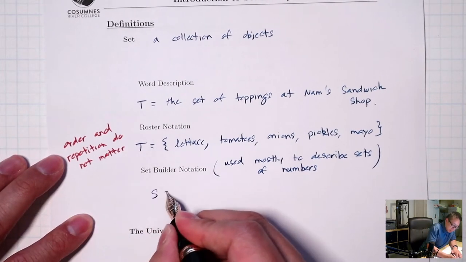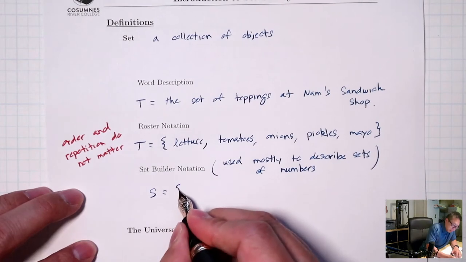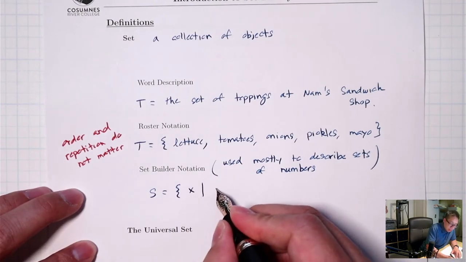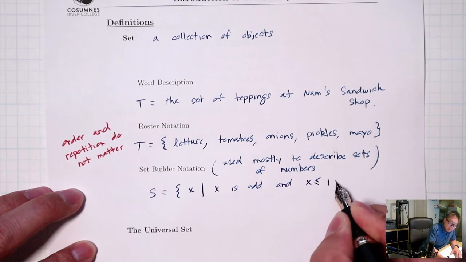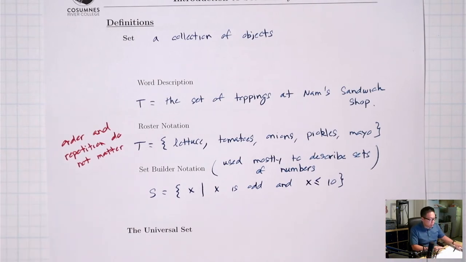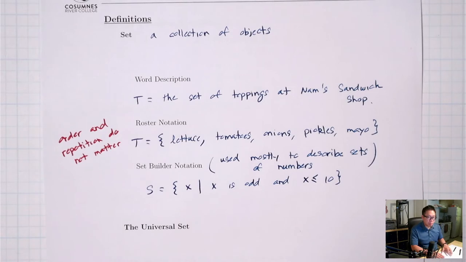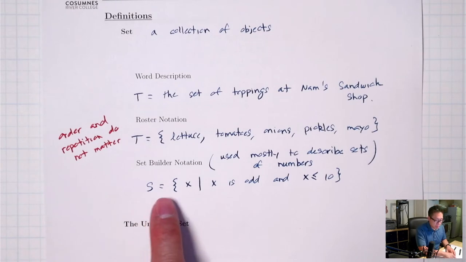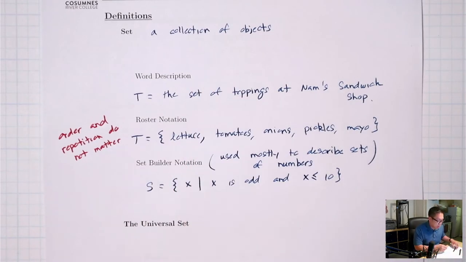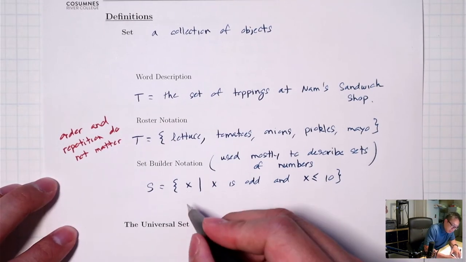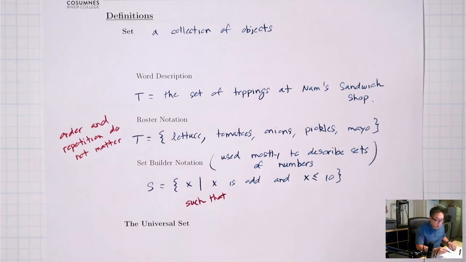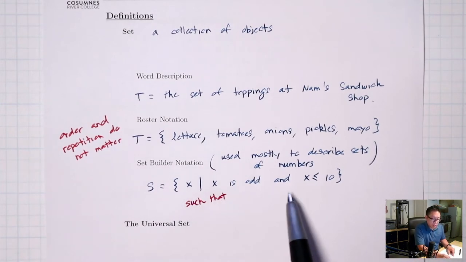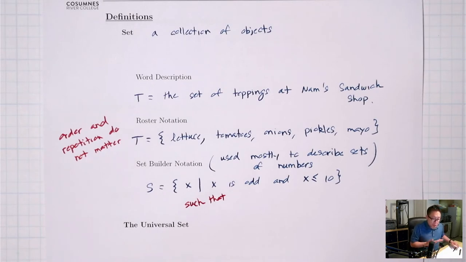So S, which is a set. S is going to be the set of X's such that X is odd and X is less than or equal to 10. So this is kind of like a word description, except it's more shorthand and it uses more math symbols. Okay, so the way you read this is S is a set of X's, and then this vertical line stands for the phrase such that. So this is a set of X's such that X is odd and X is less than or equal to 10. These are basically the odd numbers that are less than or equal to 10.